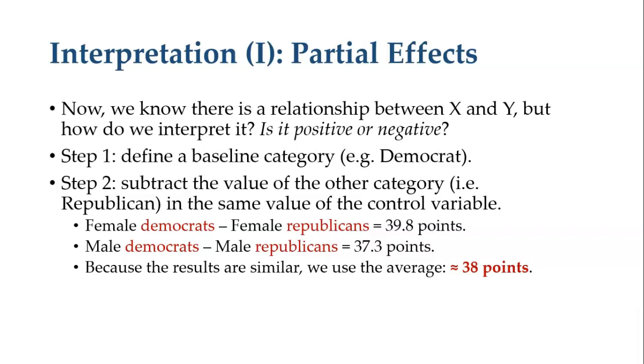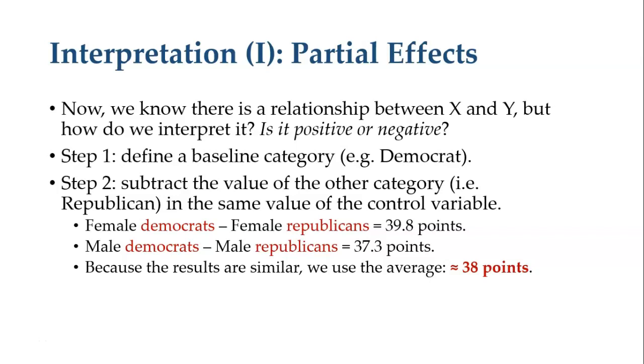So what you have here is that the difference between female Democrat and female Republican in this case is positive, and it is a difference of 39 points, which is very high actually. And the difference between male Democrats and male Republicans is also very high, and in this case is 37 points. According to Pollock, because these effects are very similar, we can use an average to summarize the whole effect.